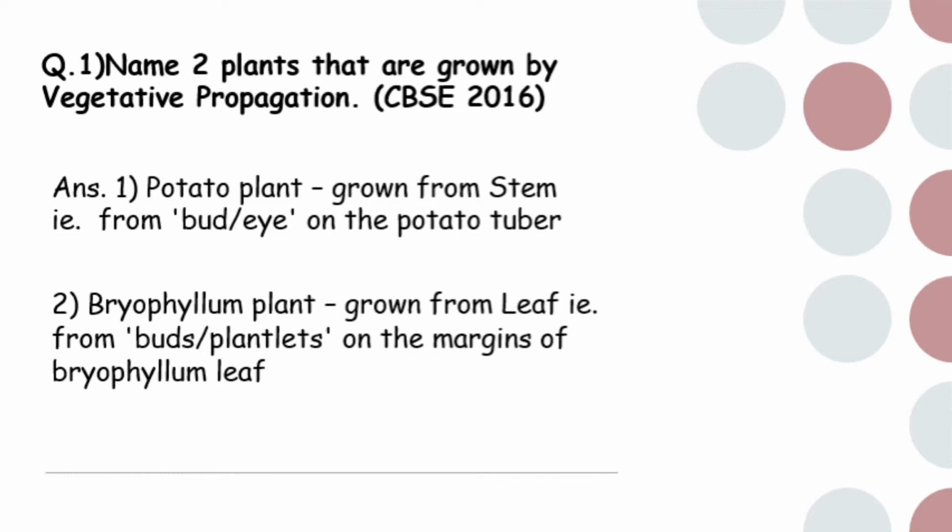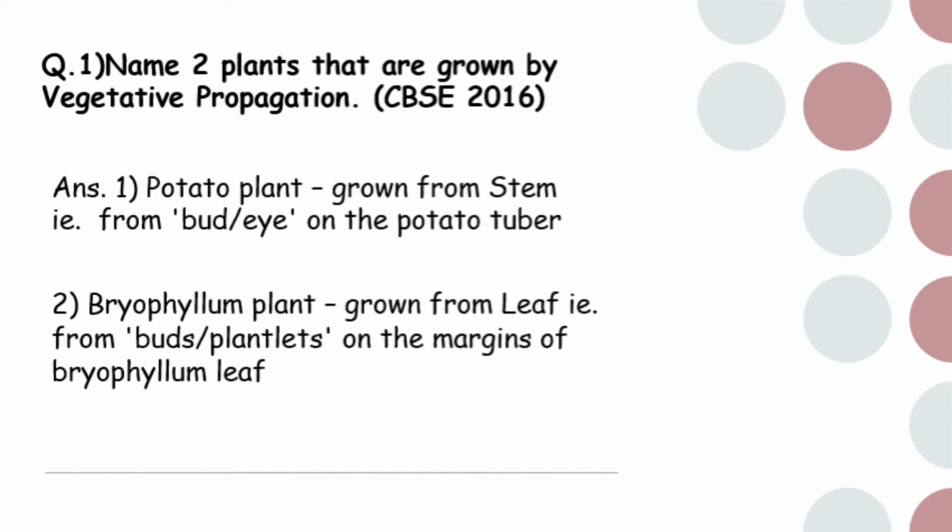First, we should know what vegetative propagation is. Vegetative propagation is an asexual mode of reproduction where we get new plants from parts like stem, root, or leaves and not from flowers. The flowers contain the sexual parts of the plant, that is, the male and the female parts of the plant are present in the flower. So now we give two examples of vegetative propagation.